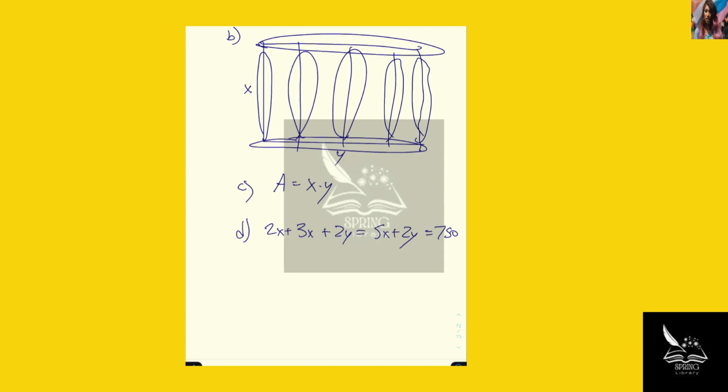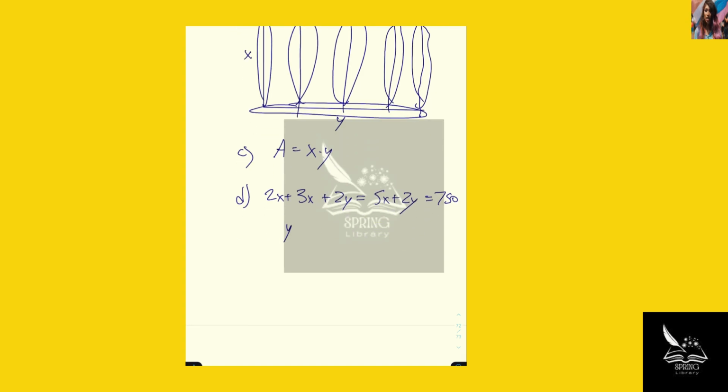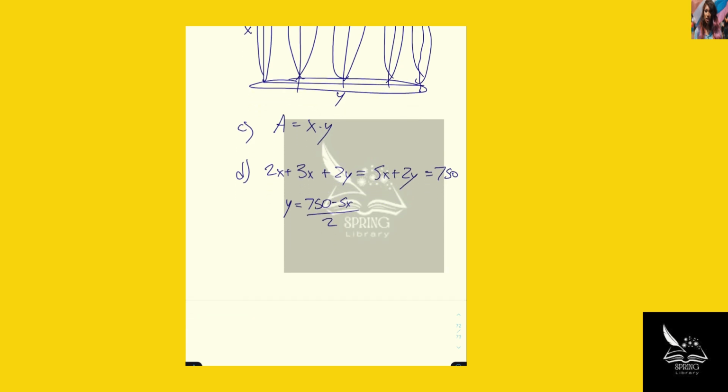So now we can solve for y, and we get y equals (750 minus 5x) over 2. And we know that A equals x times y, so we can substitute that in. So we get A equals x times this portion, so we can just rewrite that as 375x minus 5/2 x squared.